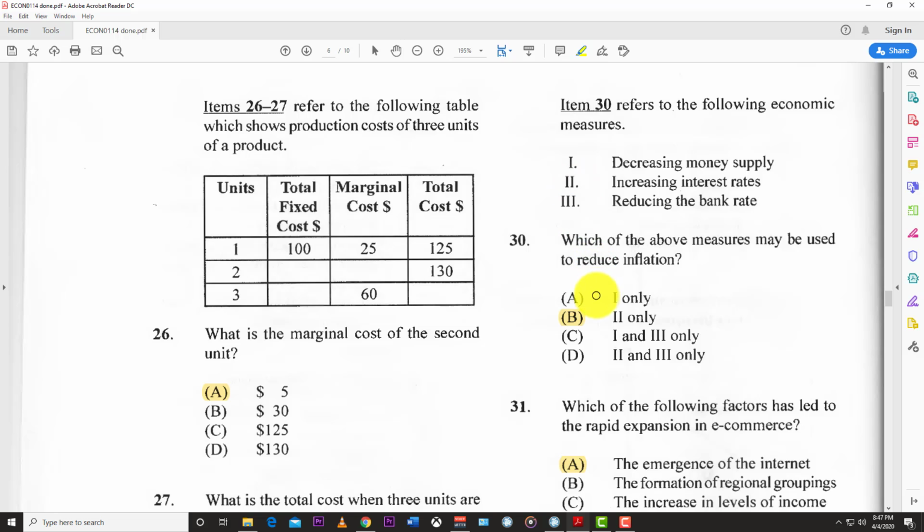But CXC, I'm sure this was an error. 1 and 2 is supposed to be the answer. So you cannot go wrong with 1 only or 2 only.